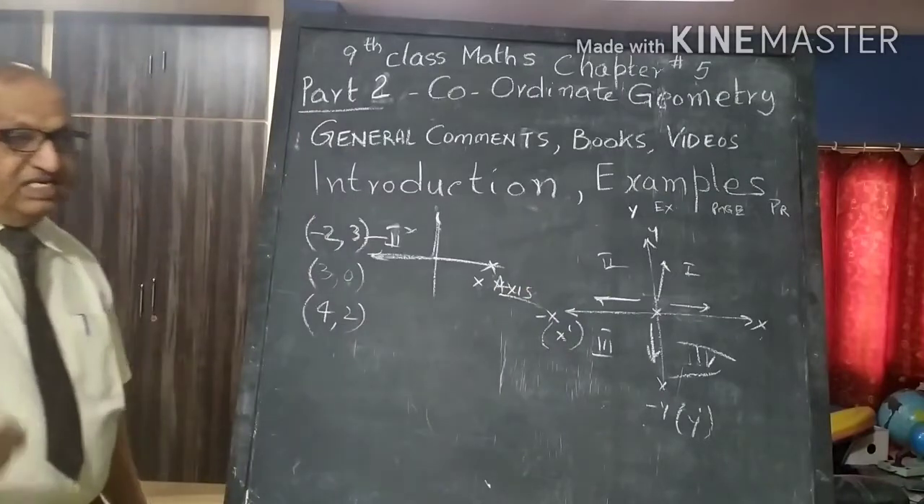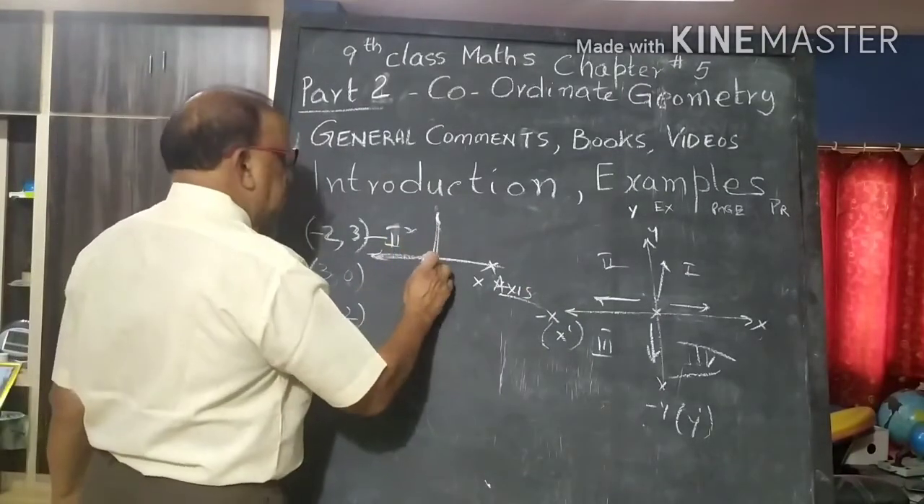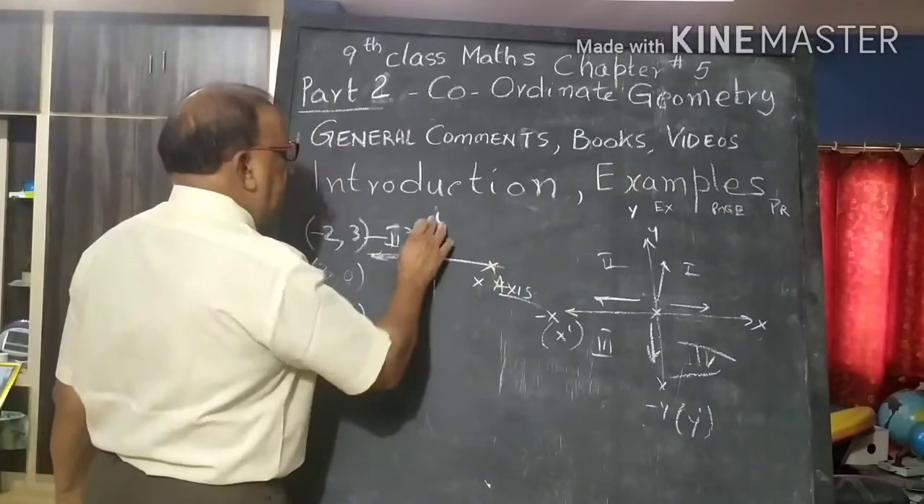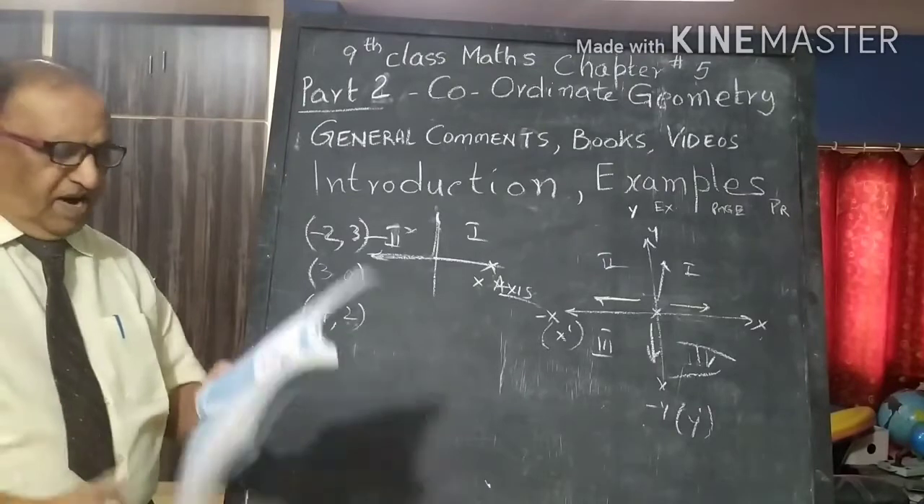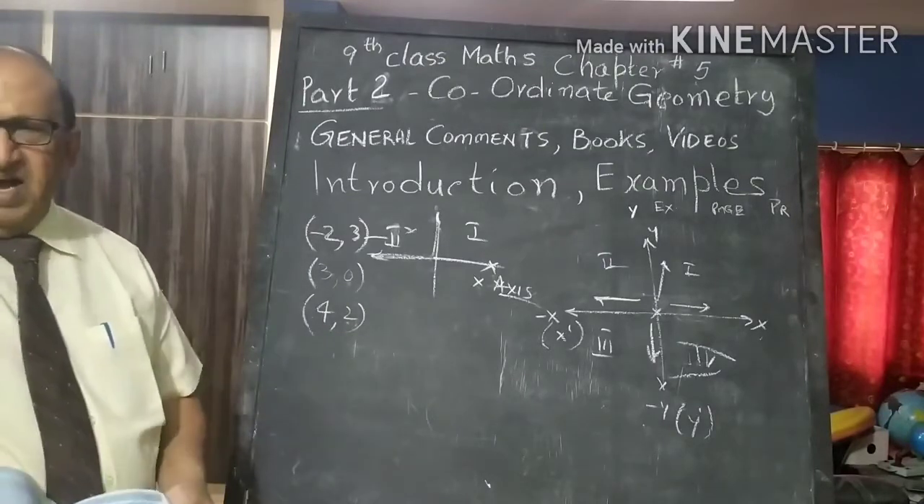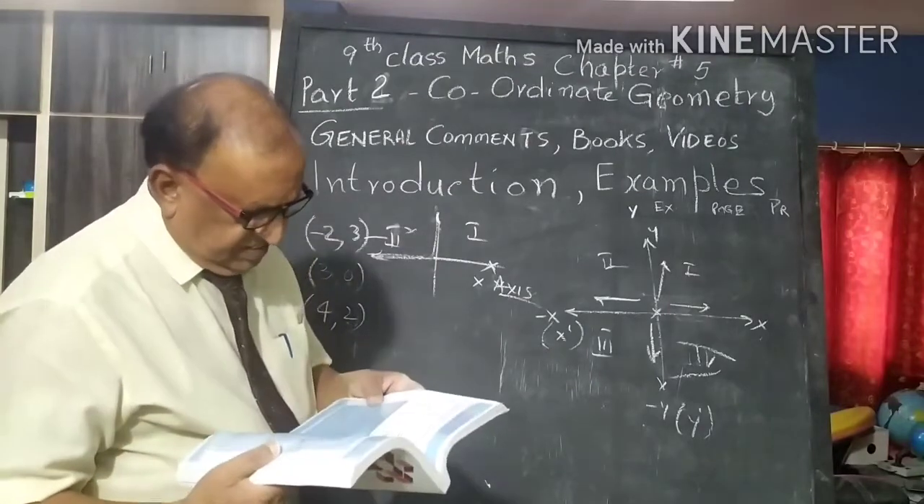Okay? It is not in the quadrant, it is on the x-axis. Similarly, (4, 2). 4 is positive, this also is positive. That means it is in the first quadrant. Understand? So what you do is, you represent these points on a graph paper, and immediately you can see that.